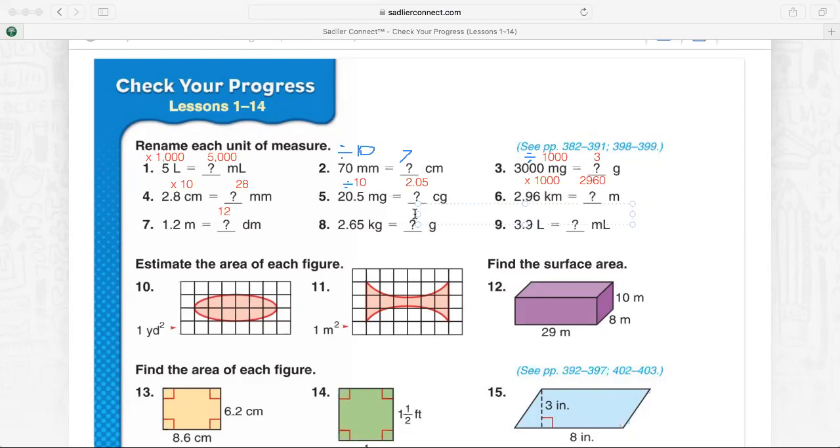Teacher, can I answer 8? Yes, okay, answer 8. You're going to multiply. It's gonna be 2650. Yes, 2650, because you're going to multiply by 1000.